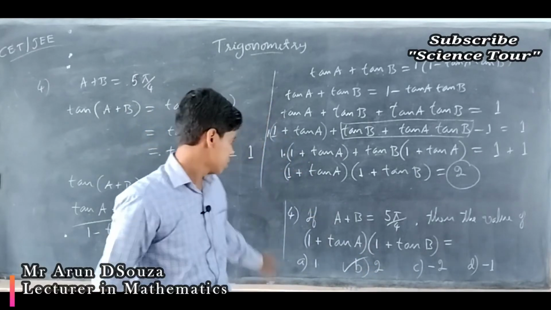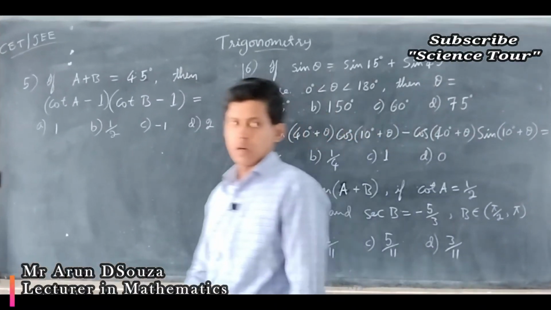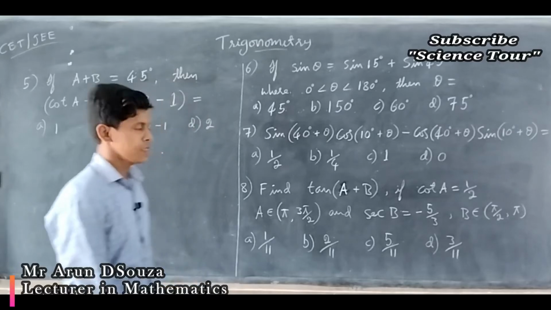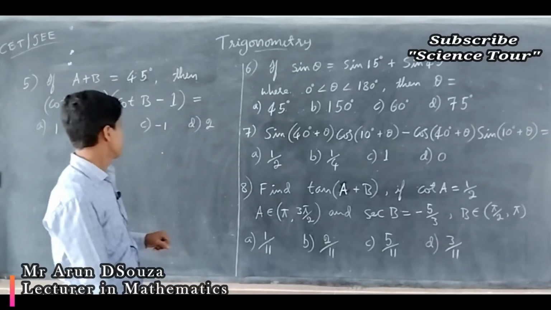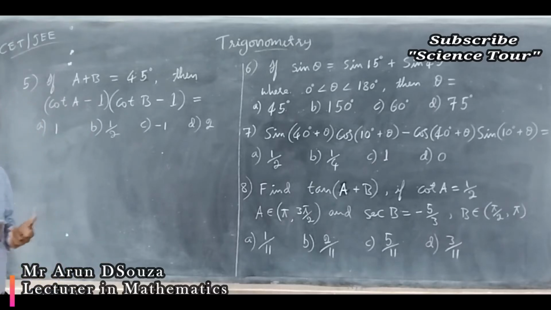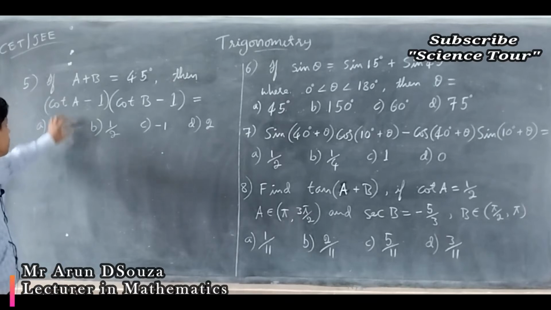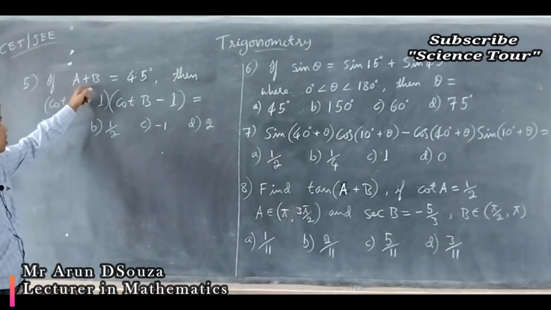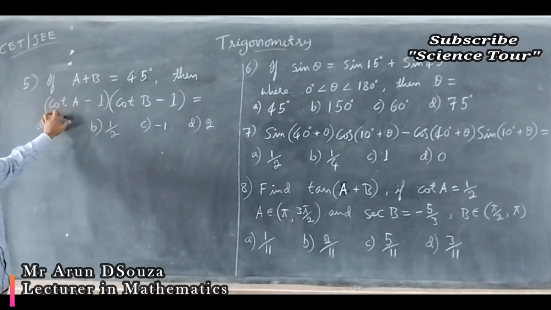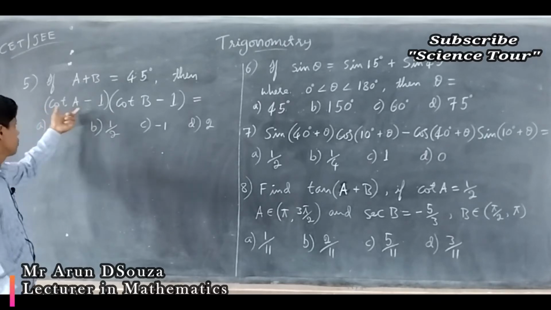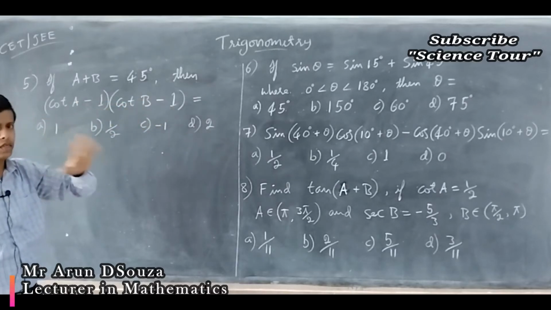So let's continue with the 5th question. Yes, dear students, let us come to the 5th question here. This is also based on the sum or difference of two angle formulas of trigonometry. You have been given a plus b is equal to 45 degree, and you have to find the value of the expression cot a minus 1 into cot b minus 1, similar to the 4th question.